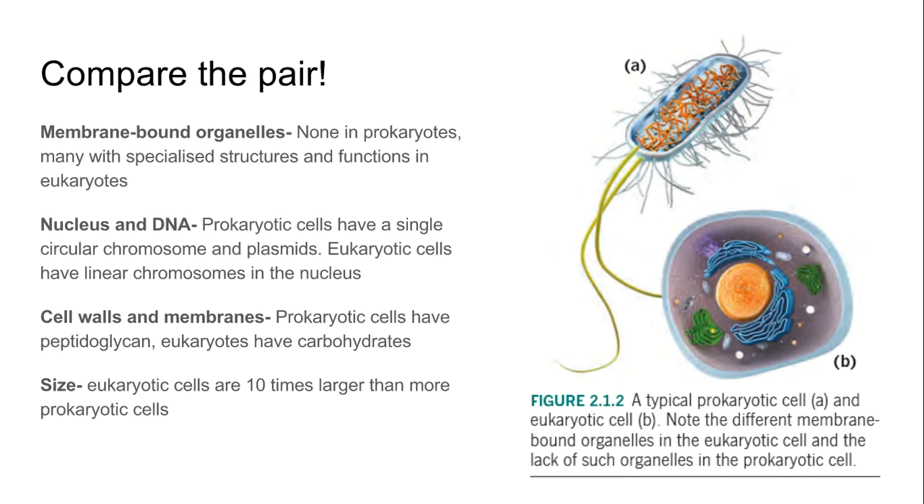Our final slide for this video is where we're going to compare both prokaryotes and eukaryotes. So the first one is we compare the membrane-bound organelles, and we know that prokaryotes don't have these, whereas we see them in eukaryotes. The nucleus and DNA within prokaryotic cells, they have a single circular chromosome and plasmids, whereas eukaryotic cells have linear chromosomes that are contained within the nucleus. Cell walls of prokaryotic cells have peptidoglycan, where the cell walls and membranes of eukaryotes have carbohydrates. And then we've also heard many times that the eukaryotic cells are usually 10 times larger than most prokaryotic cells.